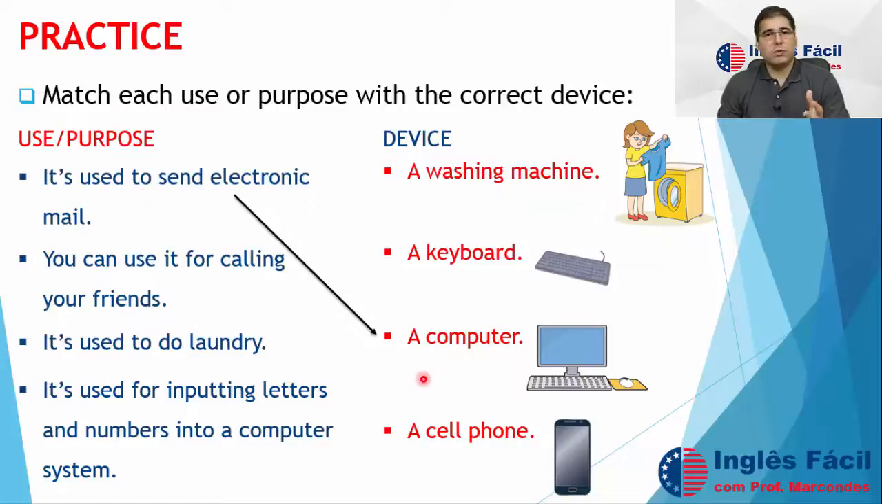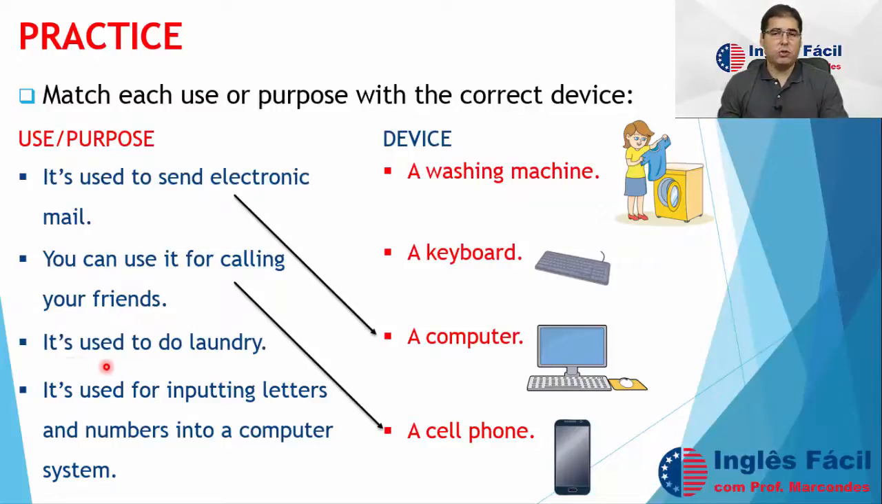Some could say maybe a cell phone can also be used to send emails, right? But let's stay with computer here. It's more usual, but a cell phone would also be correct. You can, of course, send electronic mails through your cell phone. Now the second one: you can use it for calling your friends. What in here can be used to call, or for calling, your friends? A washing machine? No. A keyboard? No. Of course, it is a cell phone. So you can use a cell phone for calling your friends.